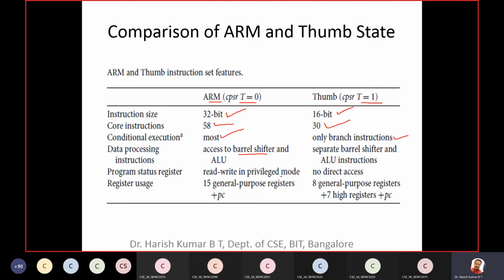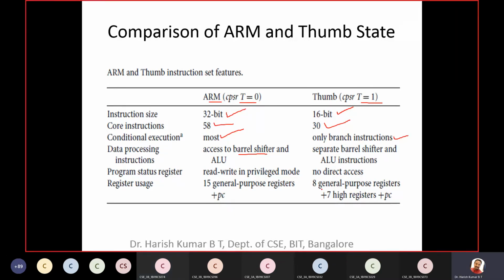Let me check whether you have understood all the 6 privileged modes or not. What are the 6 privileged modes? Can you make a list of them? Abort, good. Fast interrupt. Interrupt. Undefined. Okay, 4 finished. Supervisor. Good, 5 finished. System. These are the 6 privileged modes.